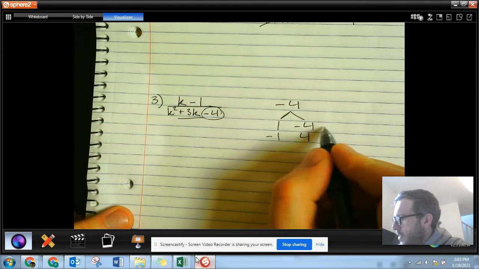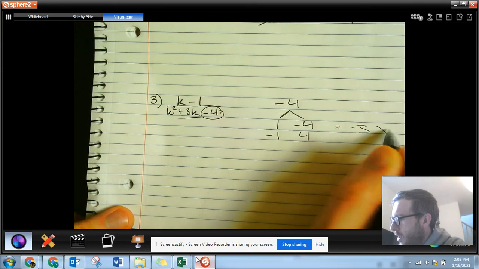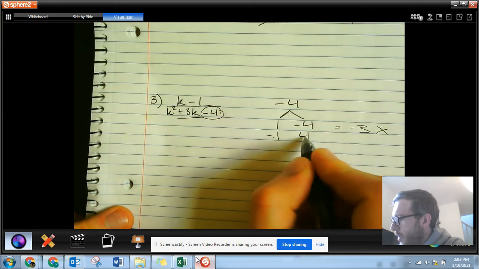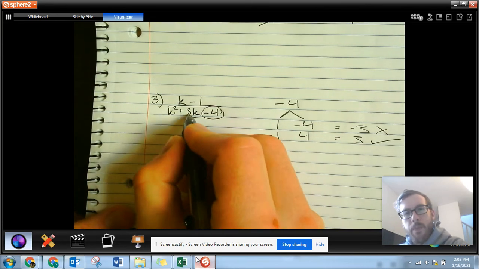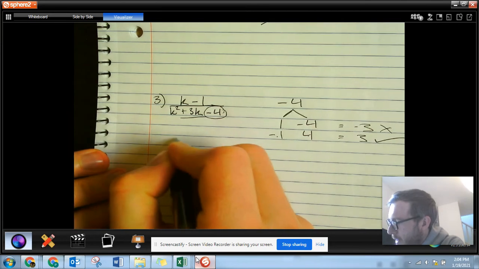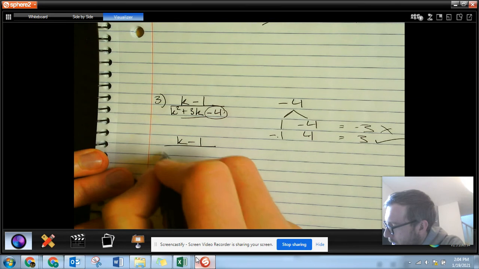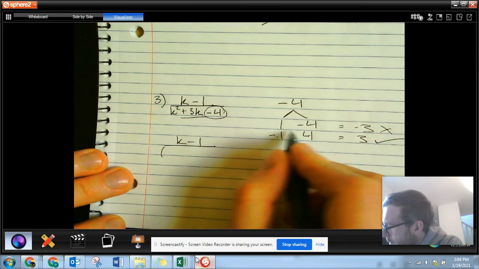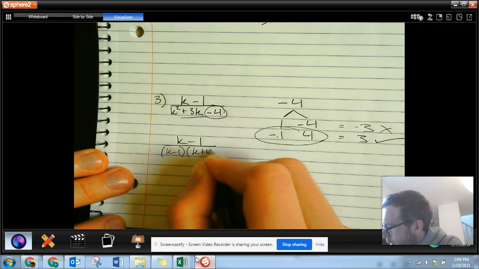So if I add these together, 1 plus negative 4, that's negative 3. That's not what I want. Negative 1 plus 4, that's 3. That matches the 3 here, so we're all set. We are able to factor this. That means my numerator is staying at k minus 1. In the denominator, I have k minus 1 and k plus 4.